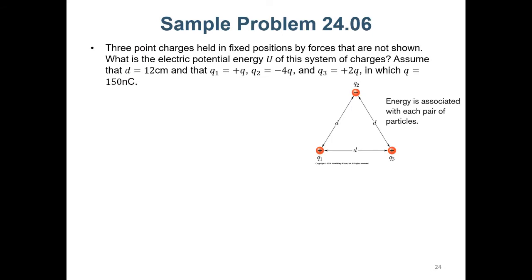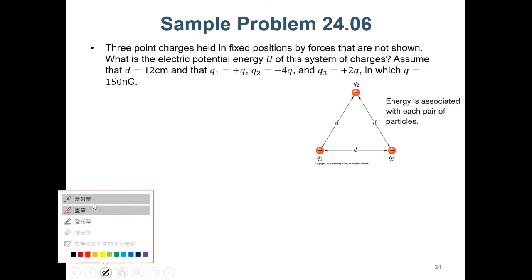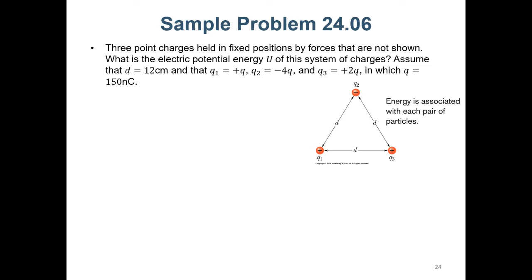Okay, so we have a sample problem. 3 point charges held in fixed positions by forces that are not shown. What is the electric potential energy U of this system of charge? Assume that D equals 12 centimeter, Q1 equals positive Q, Q2 equals minus 4Q, Q3 equals plus 2Q, in which Q equals 150 nanocoulomb.